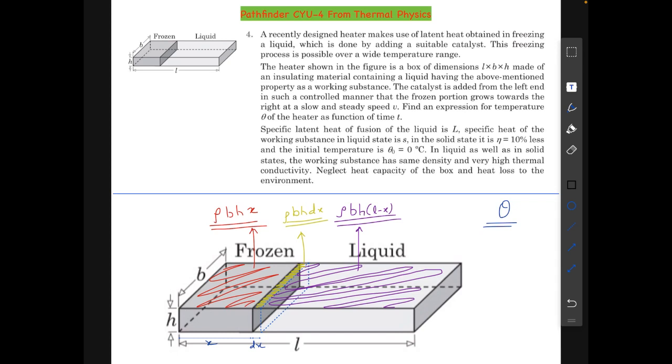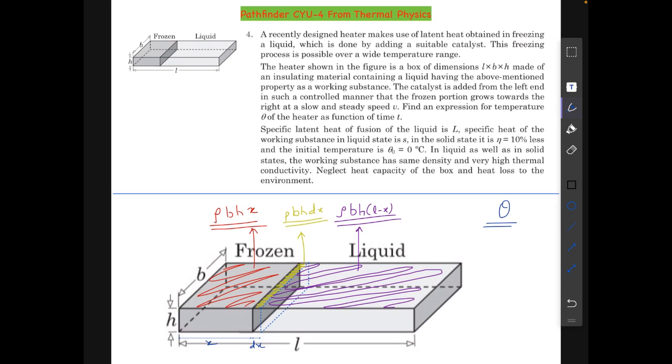The heater shown in the figure is a box of dimensions L, B, H made of an insulating material containing a liquid having the above mentioned property as a working substance. The catalyst is added from the left end in such a controlled manner that the frozen portion grows towards the right at a slow and steady speed v. Find an expression for temperature theta of the heater as a function of time t.